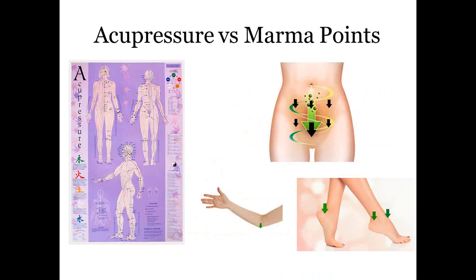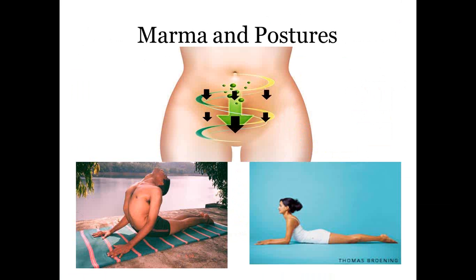There's one in the elbow. There are a couple at the ankle that are actually literally bladder points. And these Marma points are routinely activated, and most specifically, they're asana practices that target interstitial cystitis.